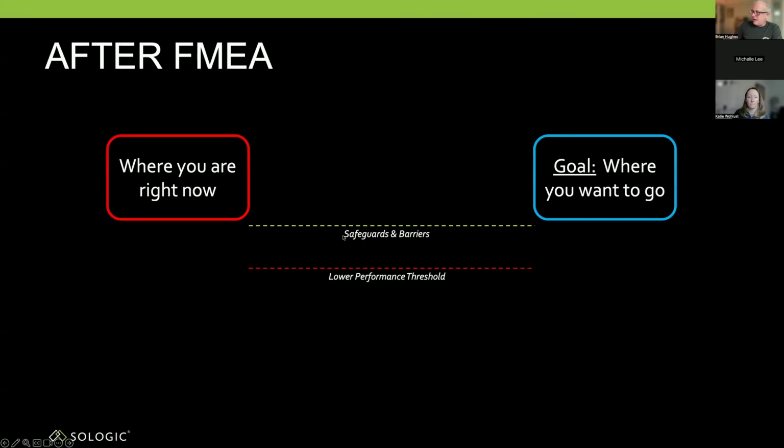So FMEA allows us to put these sorts of things in place, and also to develop a process that leads to less deviation. And then in the event of a significant deviation, I hit my safeguard. I don't continue down into my lower performance threshold. So what that does is it helps reduce the risk and the variation that's going to prevent the thing from doing what we need it to do.